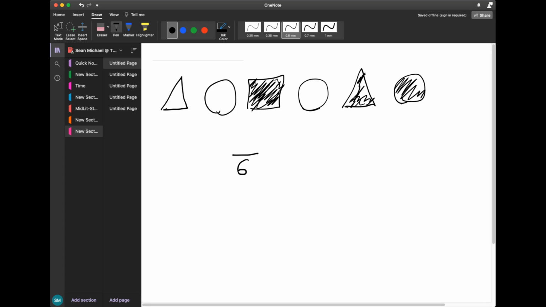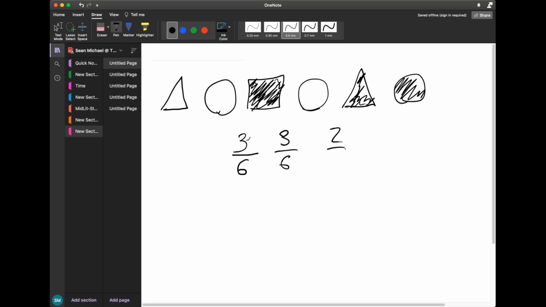So maybe one thing we'd want to do is say how many shaded shapes are there? Well, we can see 1, 2, 3. And so what we do is say 3/6 of the shapes are shaded, right? And we could say the same about the circles, right? 3/6 of the shapes are circles.